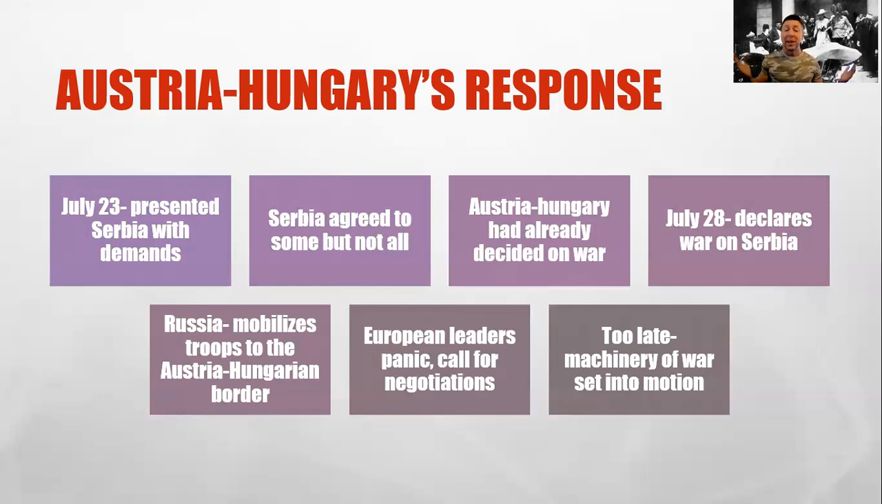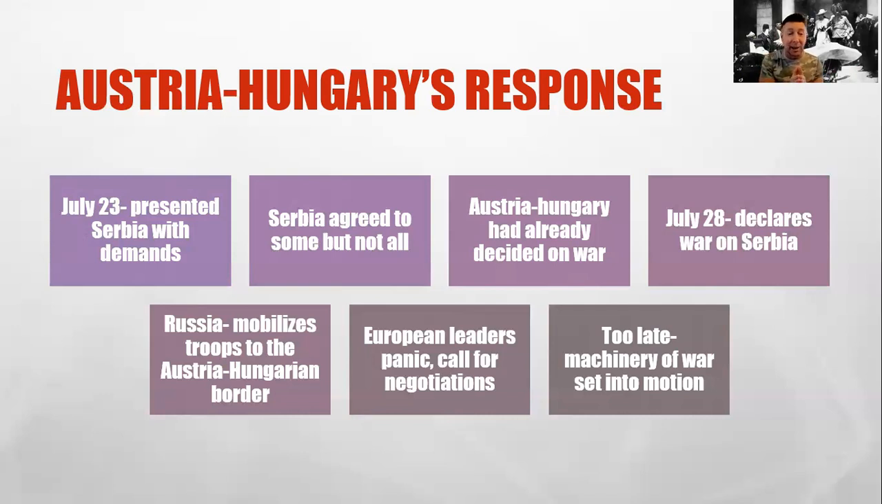Now, Serbia says, hey, wait a minute. You're much bigger than us. And then they say, hey, Russia, you're an ally of ours. Can you help us out? So what does Russia do? Russia decides to mobilize their troops in their alliance agreement with Serbia. So they move their troops to the Austro-Hungarian border.